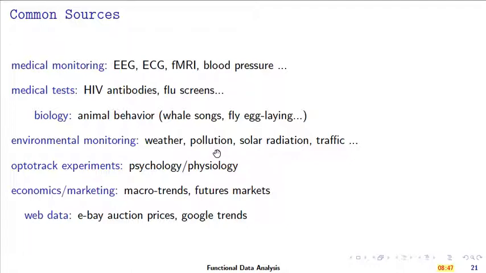Another important application is the environment, because we have air pollution monitored every hour, so they are naturally functional data, and also weather data and traffic, for example. As long as they are measured over time, we are able to handle them in functional data analysis. In economics or finance, we have stock market data every day, and there is also web data, like eBay auction prices and Google Trends. We can use functional data analysis for these curves or images.